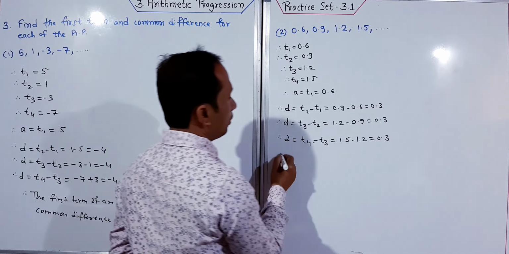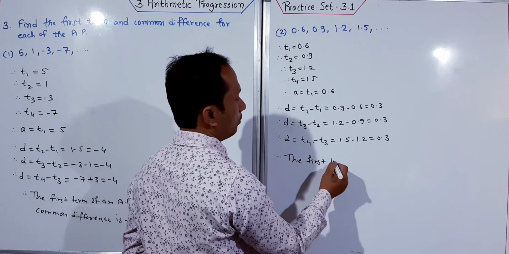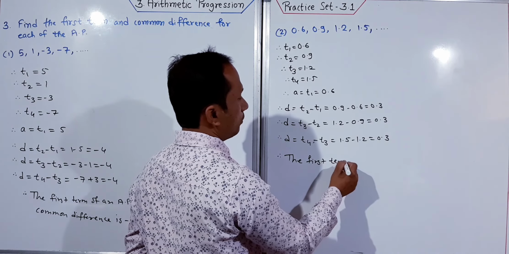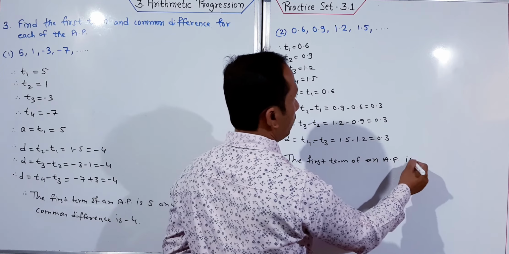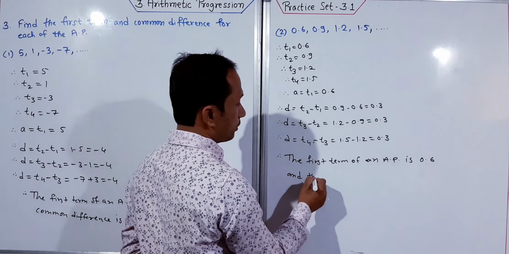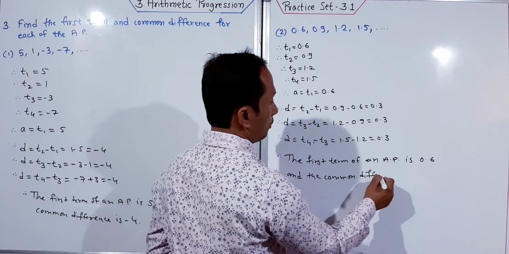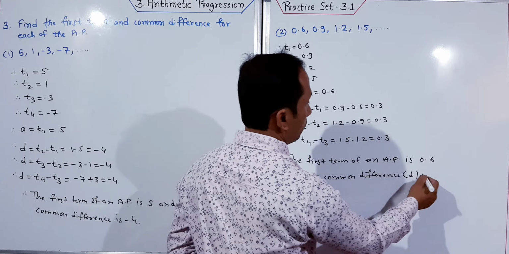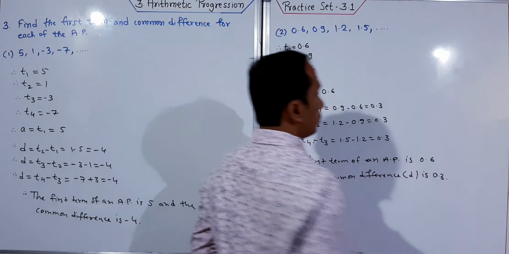Therefore the first term of an AP is 0.6, and the common difference D is 0.3. So in this way you have to solve this.